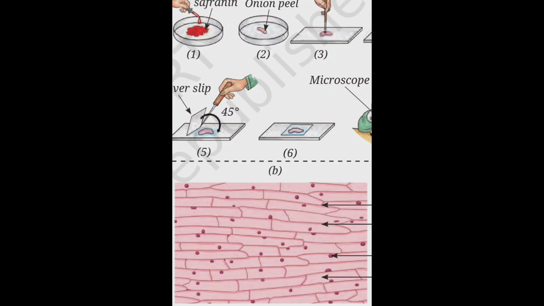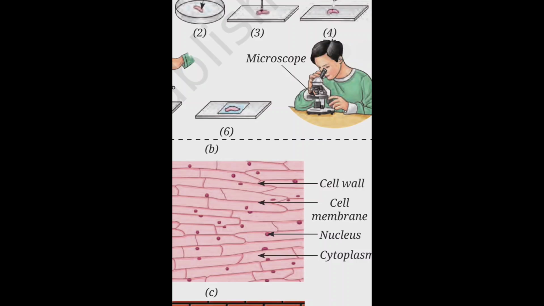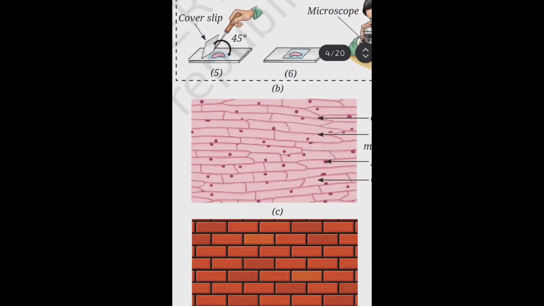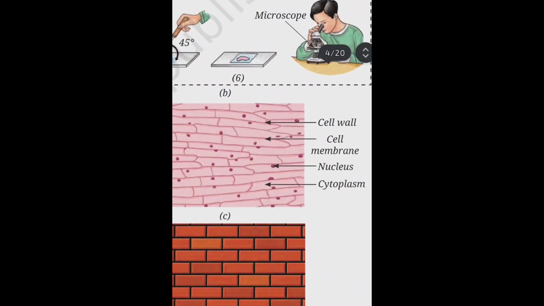Try to observe the peels of the leaves of different plants around you. You will find that all plants are made up of cells. What do you think the body of an animal is made up of? Of course, the body of an animal is also made up of this kind of cells. See, a comparison is given here between the bricks and the onion cells. Just like the bricks are arranged, the onion cells are also arranged.